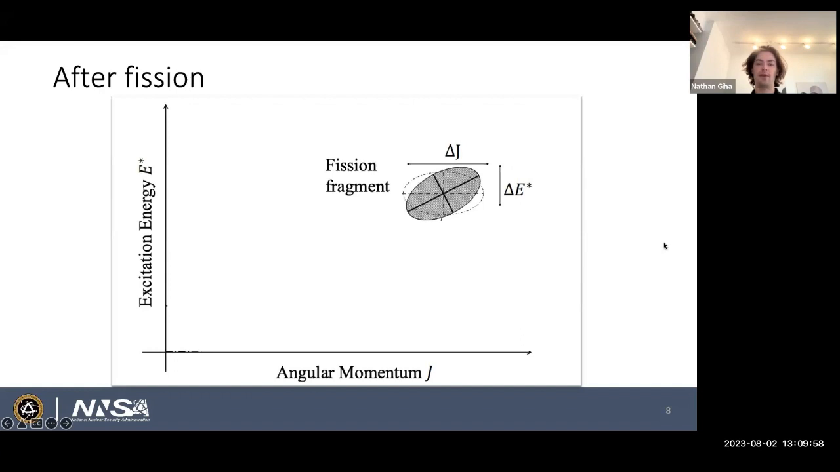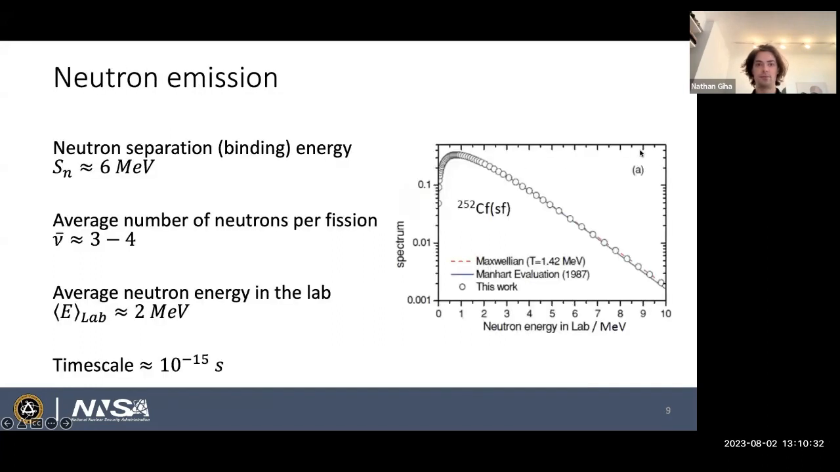So I'm going to refer back to this diagram a few times throughout the slides. Remember this in your head. We have these 2 axes here. We have excitation energy on the vertical axis, angular momentum on the horizontal axis. And we're going to think of these as resources that are required to emit a neutron or gamma ray. And up here we have a fission fragment that starts out maybe somewhere in this blob. And it has quite a bit of both excitation energy and angular momentum. So the first thing, if it's going to happen at all, it's going to happen now, is neutron emission.